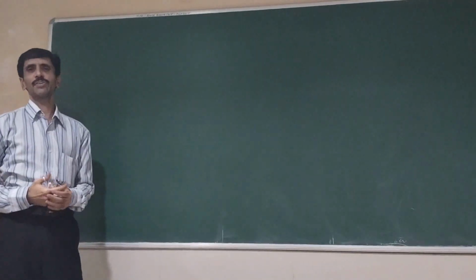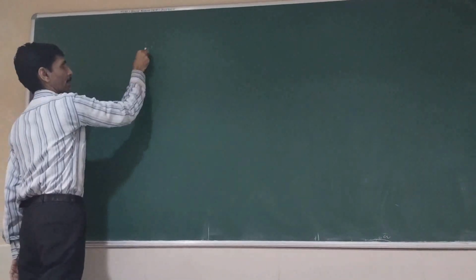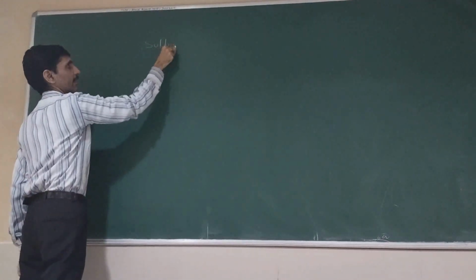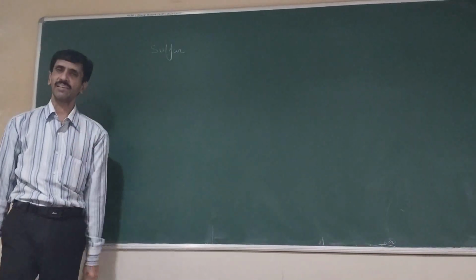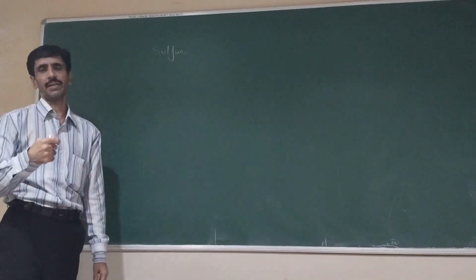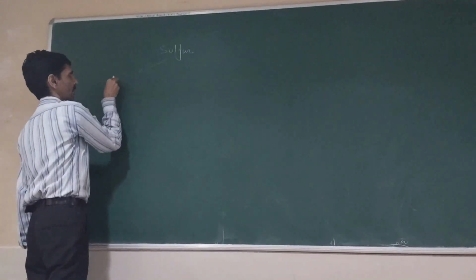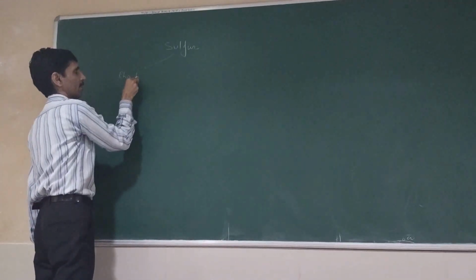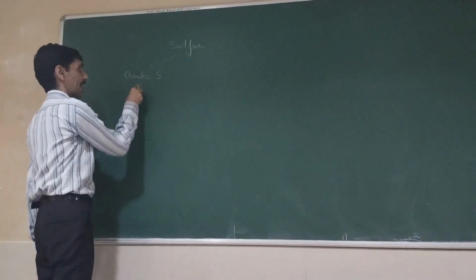Now, my dear friends, we go to the next element, that is sulfur. When you talk about allotropy with respect to sulfur, there are various forms of it. We will only consider the major ones. The first prominent form of sulfur is called rhombic sulfur. It is also called alpha sulfur.